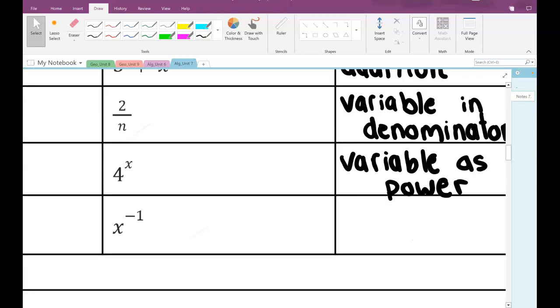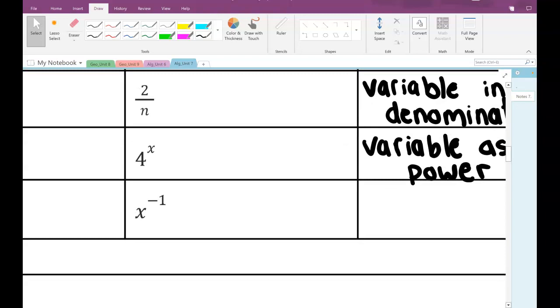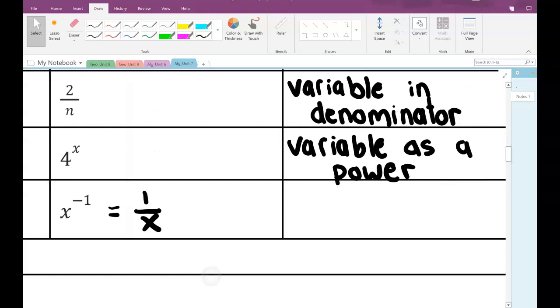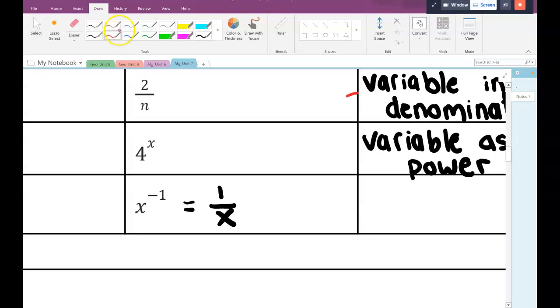All right. And the last one, x to the negative first. Why is this not a monomial? If you remember your exponent rules, to make an exponent positive, we can write it as 1 over x. And again, we have a variable in our denominator. We're dividing now, so this is the same reason as our 2 over n example. Because we have a variable in our denominator, that's not a monomial.